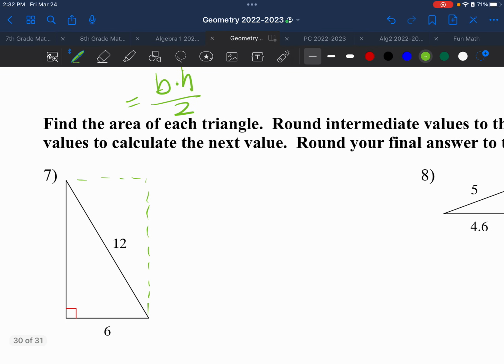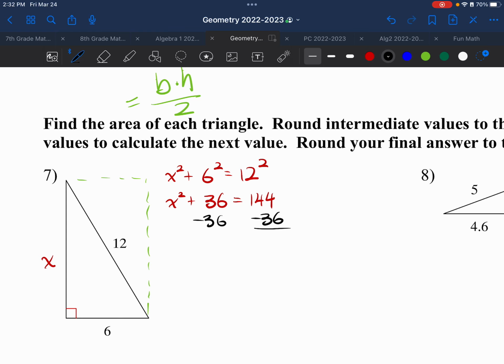Ready, set. I'm going to go ahead and call this thing x. Once I solve for x, I can plug it into our formula for the area of a triangle. To find x, which is a side length, I'm going to be using the Pythagorean theorem. This is the hypotenuse because it's opposite the 90-degree angle. So I'm going to have x squared plus 6 squared is equal to 12 squared. So it's going to be x squared plus 36 is equal to 144. And then from there, I'm going to subtract 36. That's going to be 108, I believe, and that's going to be equal to x squared.